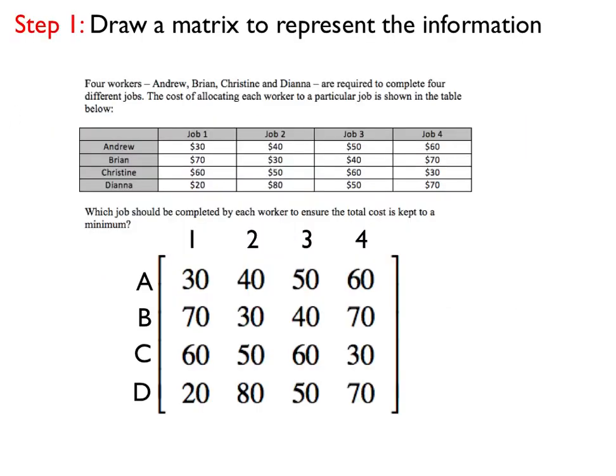So here we go. Step 1 is to represent the information in a matrix. So this is nice and easy because our table kind of resembles a matrix anyway. We're just setting up the matrix where the rows represent Andrew, Brian, Christine and Diana, and the columns represent job 1, job 2, job 3 and job 4.